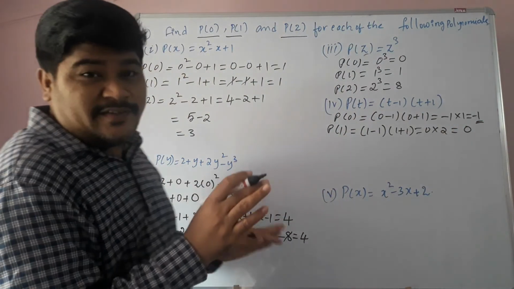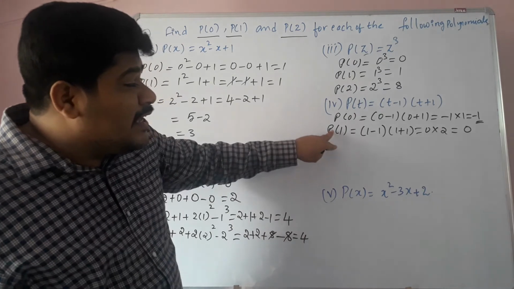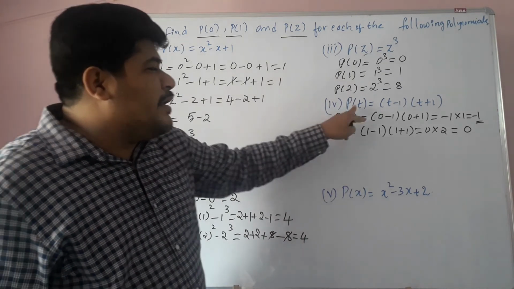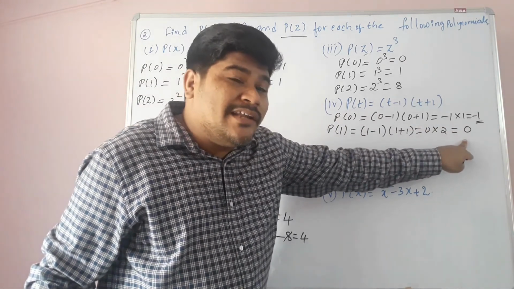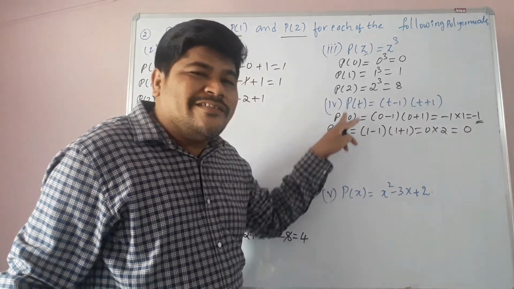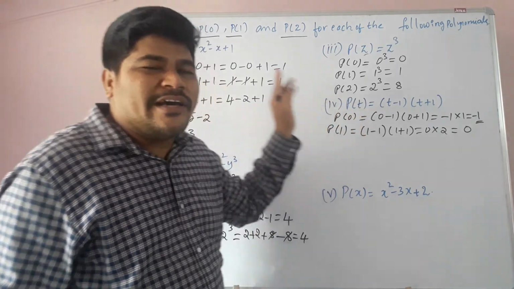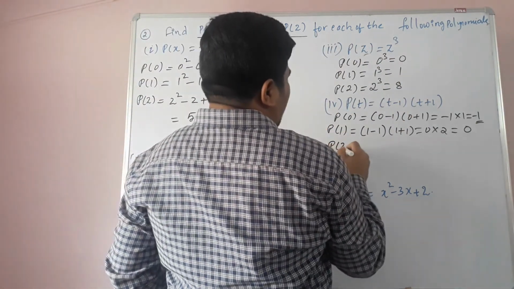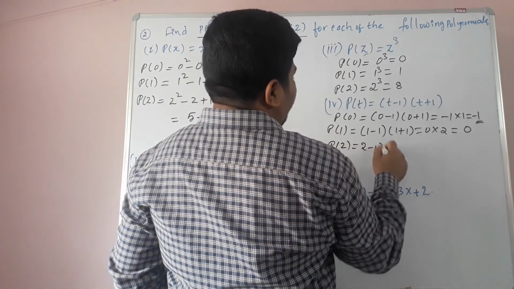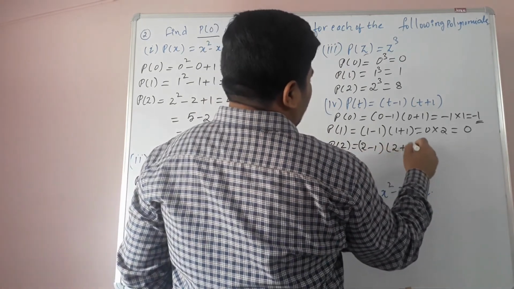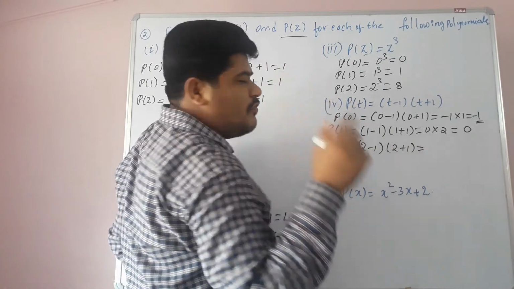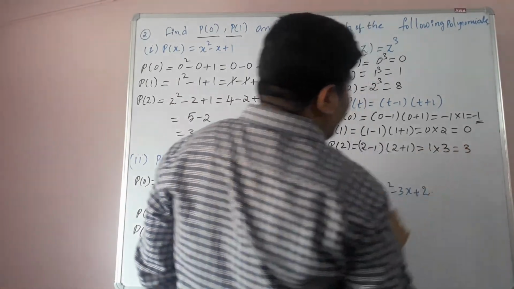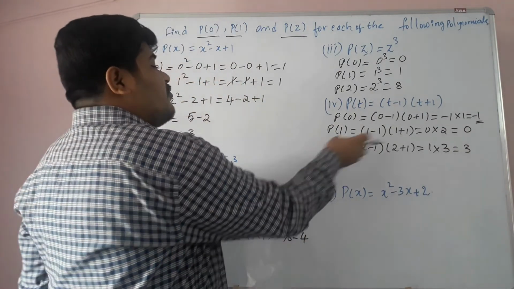Okay, so students, did you observe one thing? At t is equal to 1, we are getting P of t as 0. It means t is equal to 1 is a zero of this polynomial. Okay, now come to P of 2. So P of 2 is equal to 2 minus 1 into 2 plus 1. So 2 minus 1 value is what? 1 into 2 plus 1 value 3. 1 3s are 3. Okay. So students, P of 2 value 3.